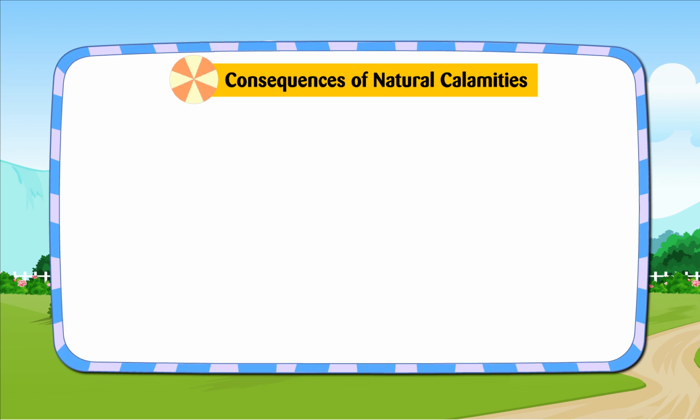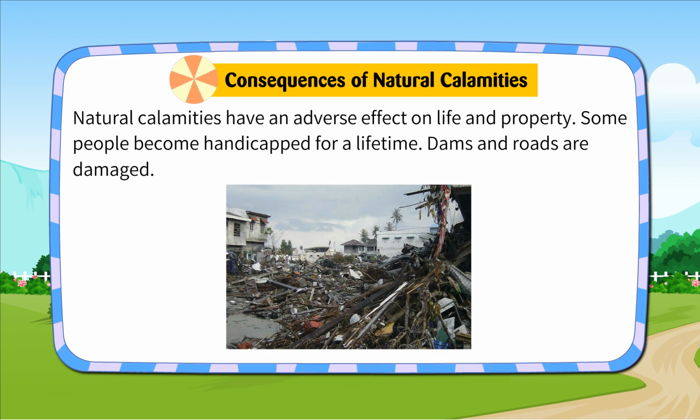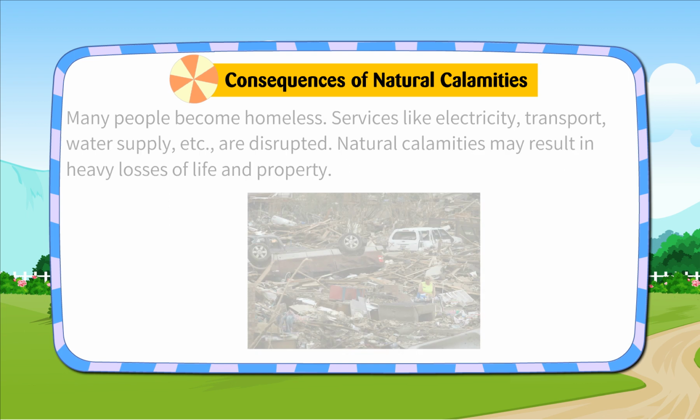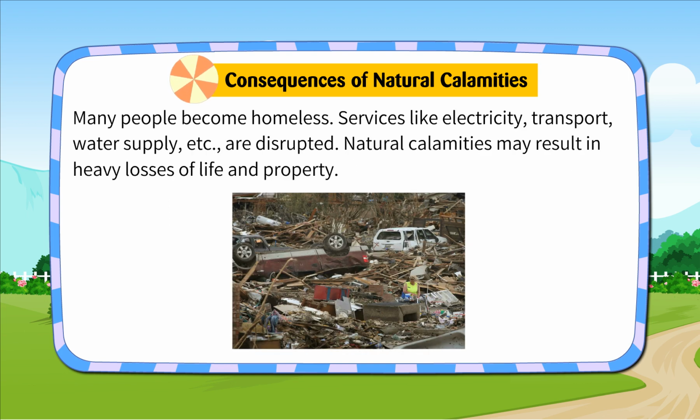Consequences of natural calamities. Natural calamities have an adverse effect on life and property. Some people become handicapped for a lifetime. Dams and roads are damaged. Many people become homeless. Services like electricity, transport, water supply, etc. are disrupted. Natural calamities may result in heavy losses of life and property.